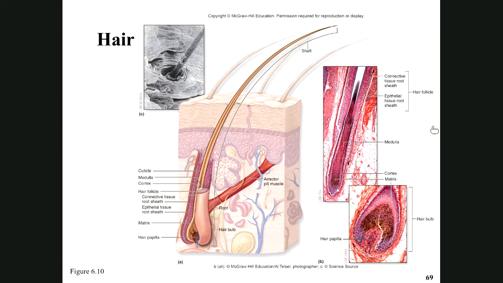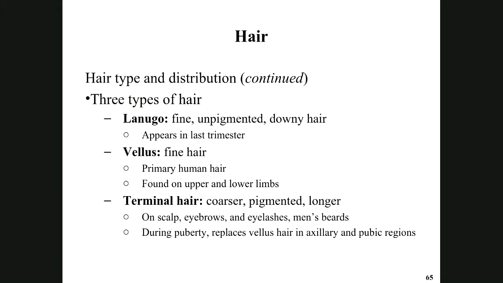After that, lanugo changed to a hair which we call vellus. The vellus are fine hair, and the primary hair which covers our body is vellus. We can find it in the upper and lower limb. And the last type of hair is called terminal hair. They are coarser, pigmented, and longer. We have it on our scalp, eyebrows, eyelashes, and the beards of men. During puberty, the vellus is replaced by terminal hair in the axillary region or armpit and pubic region.